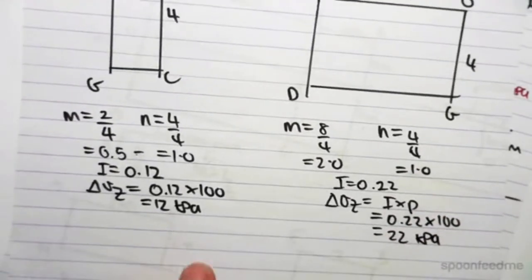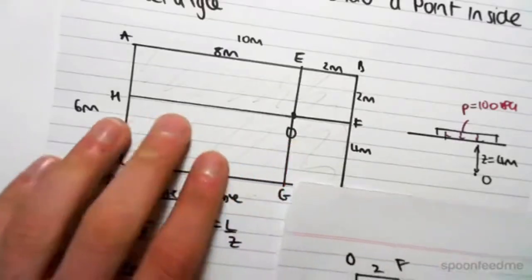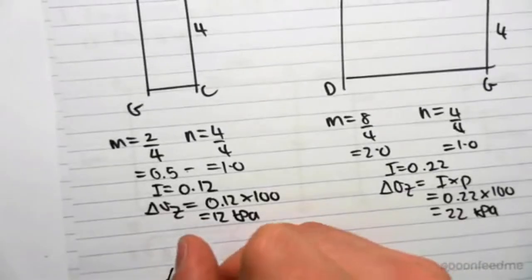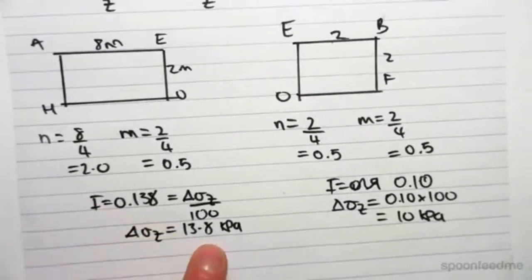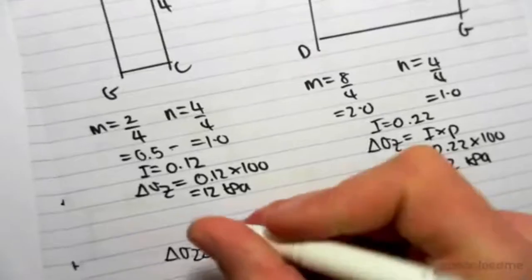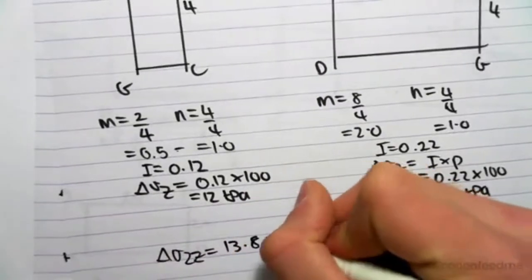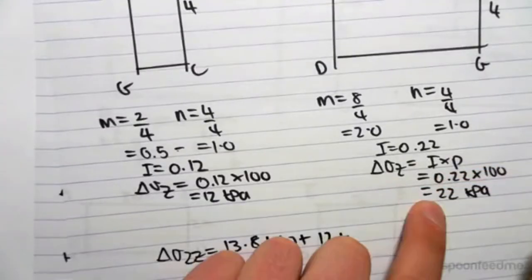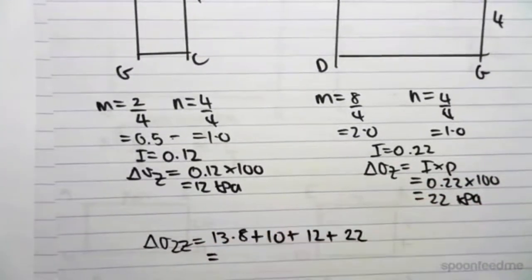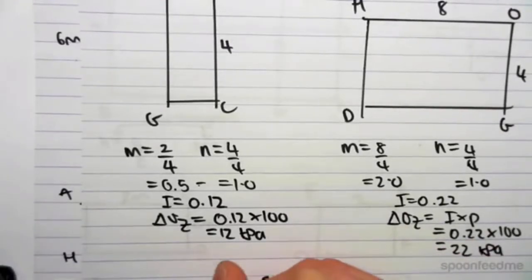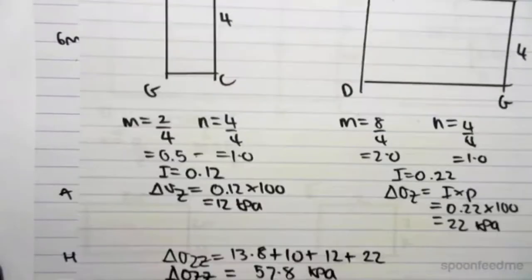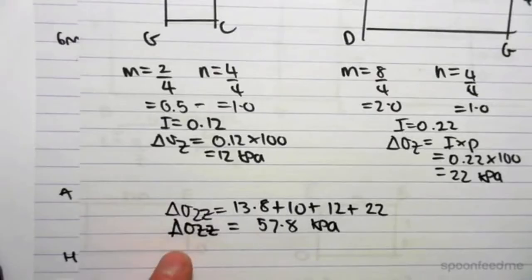So now what we're going to do is to find the total stress increase under O, we're going to add up all these values we found. So the total stress increase will equal 13.8 plus 10 plus 12 plus 22. And if we were to calculate this, we get 57.8 kPa. And this, once again, is a vertical stress increase. It's not the final stress we're getting, it's the increase due to this.